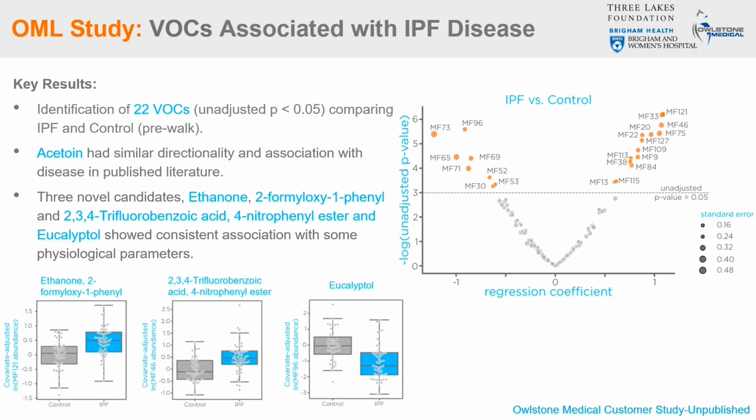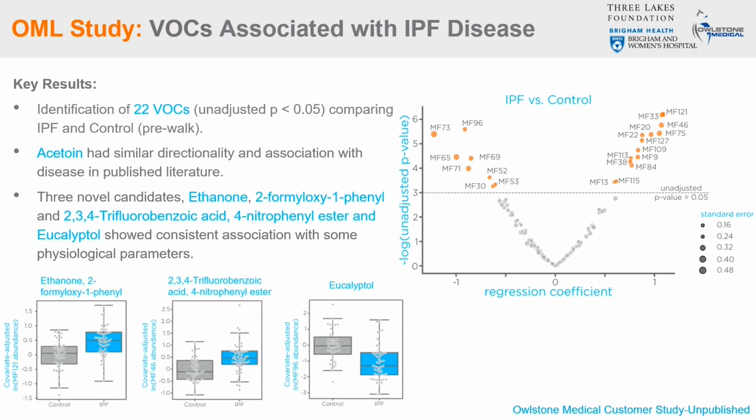2,3,4-trifluorobenzoic acid, 4-nitrophenyl ester, is a fluorinated compound that is not produced endogenously by humans and might be ingested from fluorinated water, therapeutic agents, and other exposures. These 2 compounds were found positively associated with IPF.